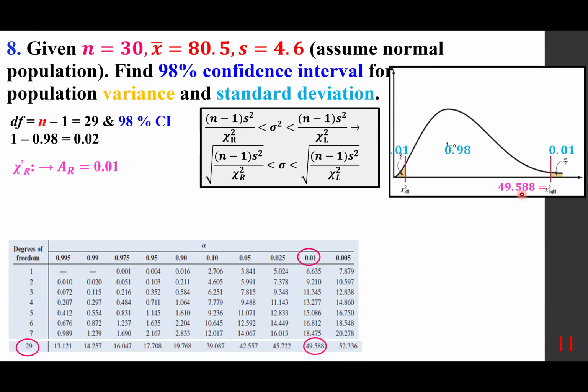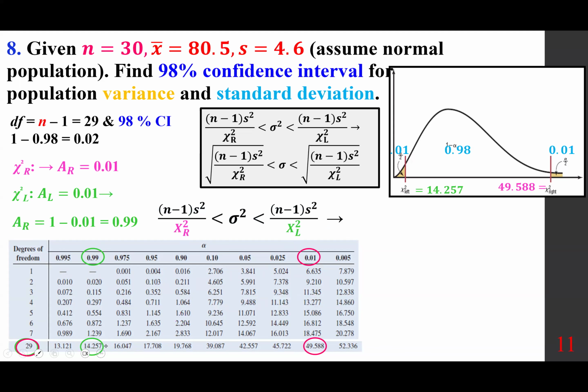Now for the left, chi squared of the left, area to the left is 0.01. So what is the area to the right? 1 minus that, or 0.99. We need degrees of freedom. 29 is already there. We've located it. And at top here, top row, we look for 0.99. So we put these two together. The point of intersection is the answer, 14.257.